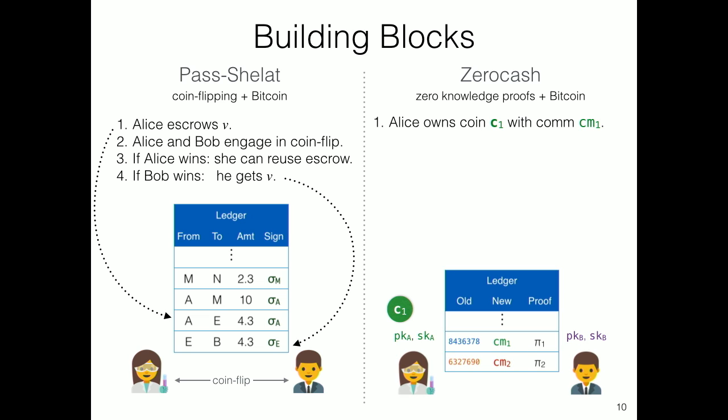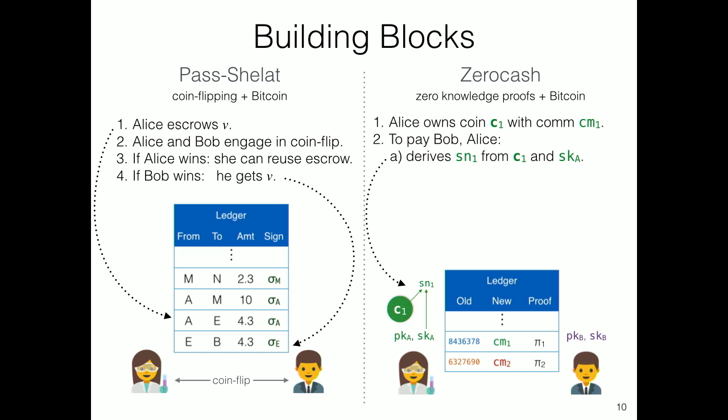So in Zero Cash, money is stored in coins, and each coin is associated with a commitment, which appears on the ledger when the coin is created, and a serial number, which appears on the ledger when the coin is spent. So to pay Bob, what Alice does is derives a serial number for her coin. Let's say she owns a coin C1 with commitment CM1.